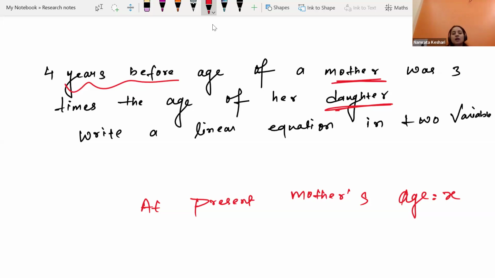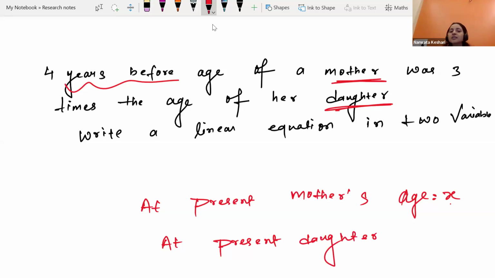This is how in real life the age works, right? If today you are having a certain age, then 1 year before the age was 1 less. Then 2 years before the age was 2 less. 3 years before the age was 3 less. So if at present mother's age is x, then 4 years before we can write it x minus 4. Okay? And at present daughter's age also, let's assume as y.